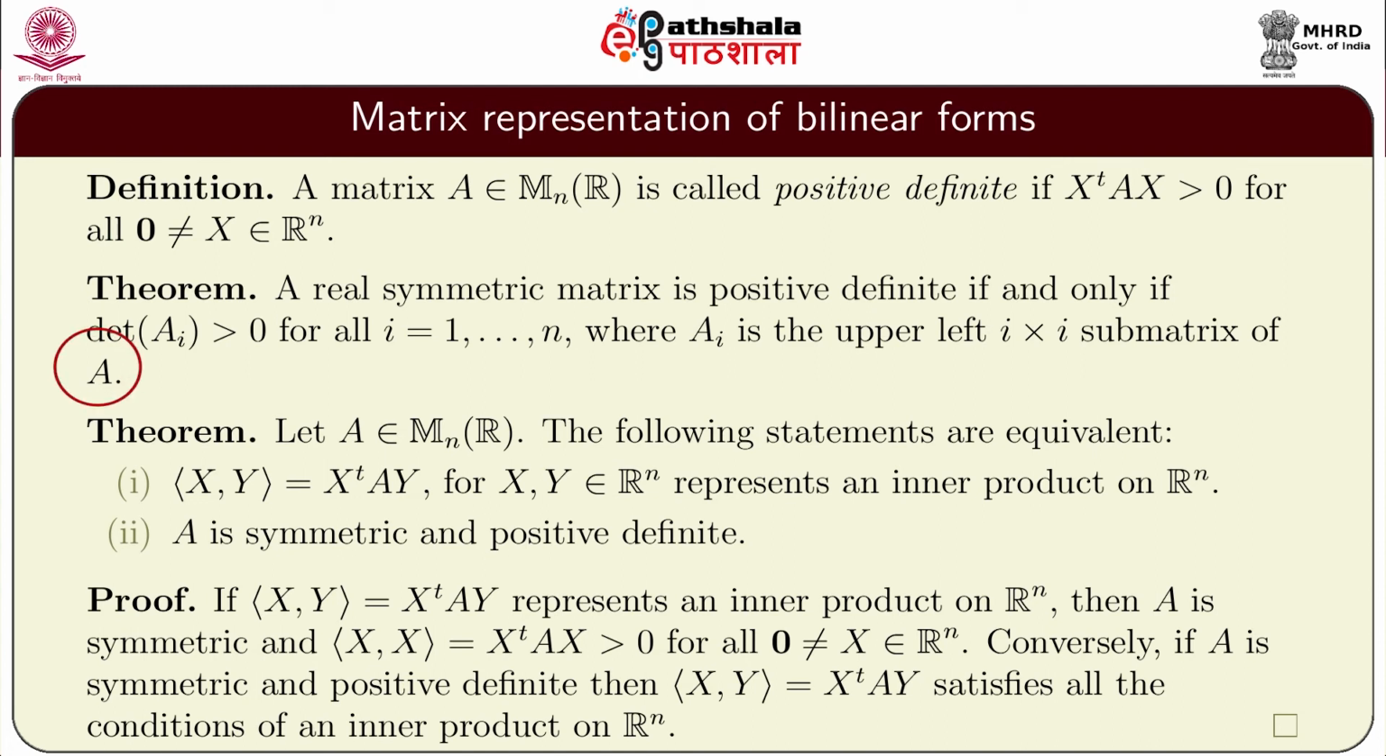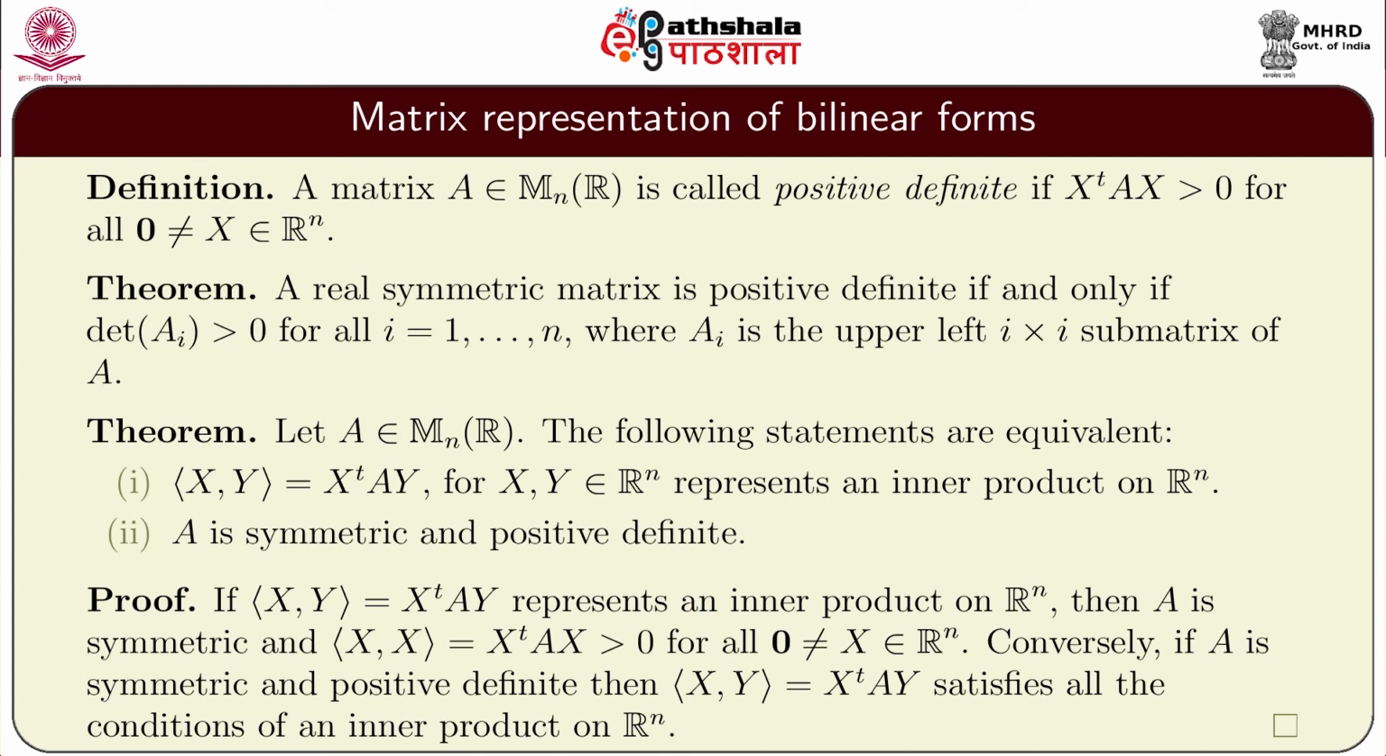This is a very important theorem which characterizes positive definite symmetric matrices. And this is very useful when we try to understand the symmetric bilinear forms. Now, this theorem says that let A be in MNR, then the following statements are equivalent. Statement 1: the inner product XY equal to X transpose AY for XY in Rn represents an inner product on Rn. And statement 2 says A is symmetric and positive definite.